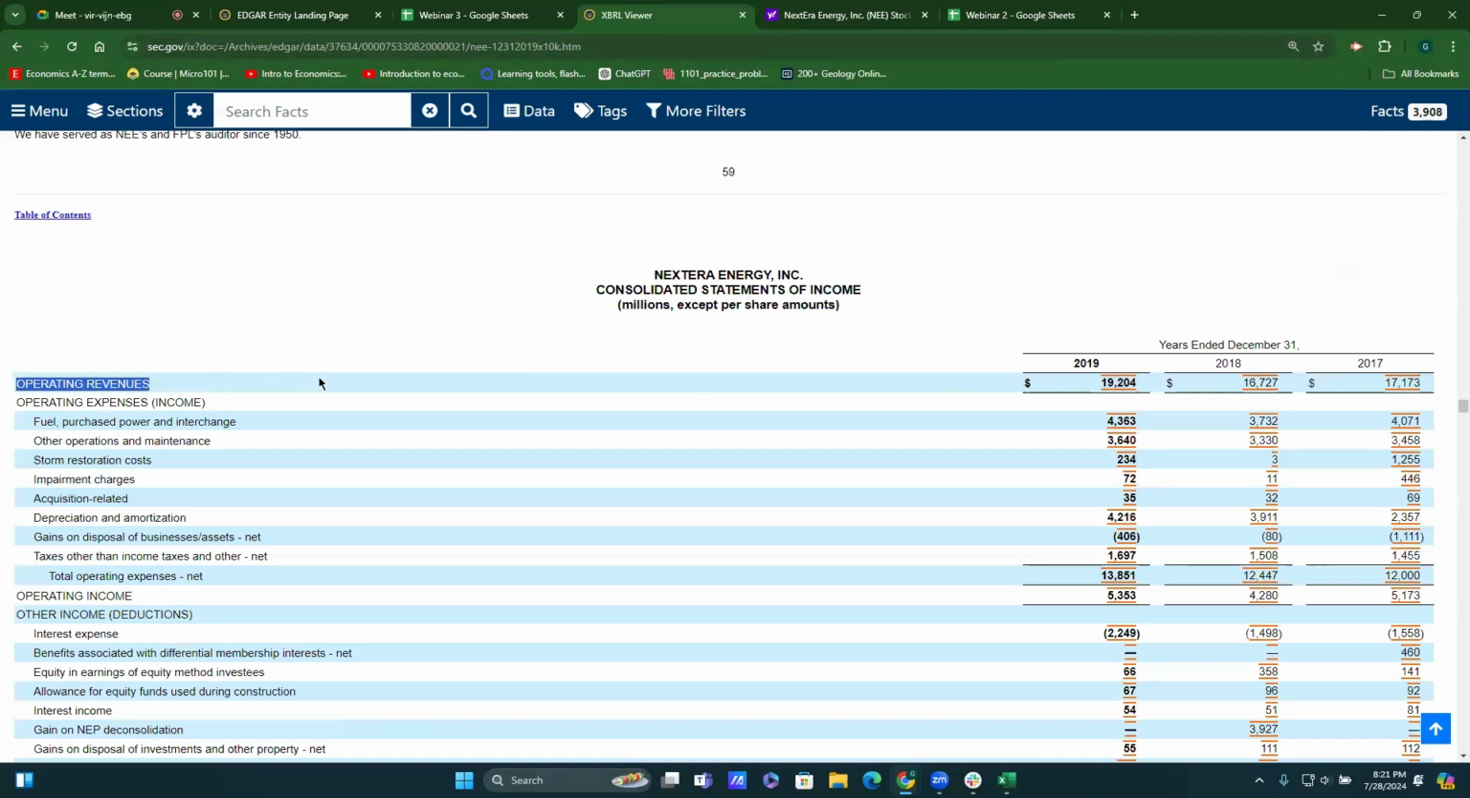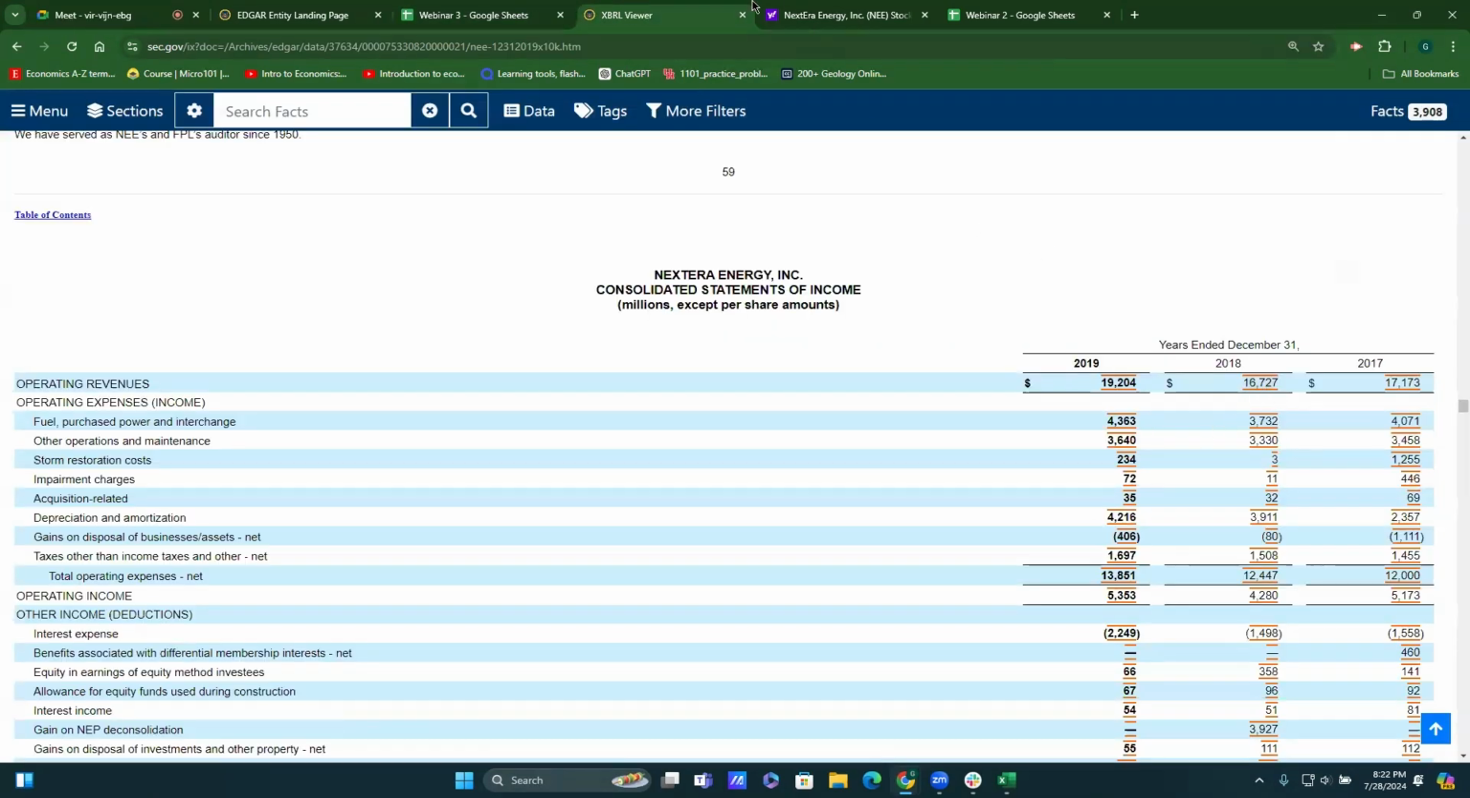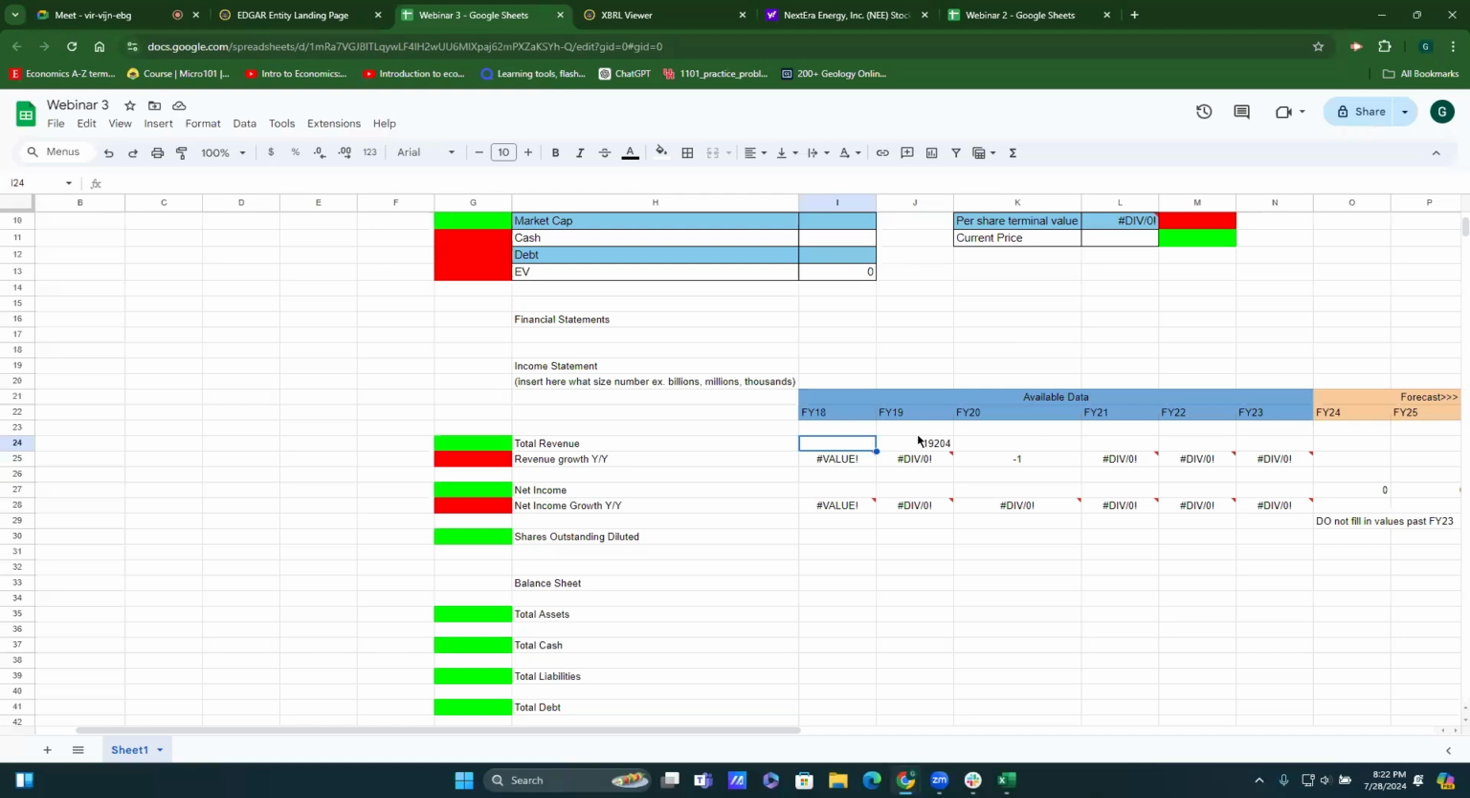So we can see operating revenues for 2019. I'm putting in 19,204. I just put it there, right? Because it's fiscal year 19 total revenue. All right, also, we need 2018, so we'll get that. 16,727. Sorry about that.